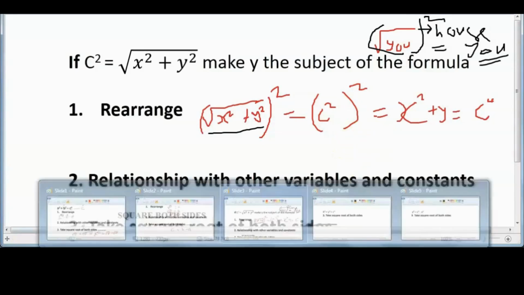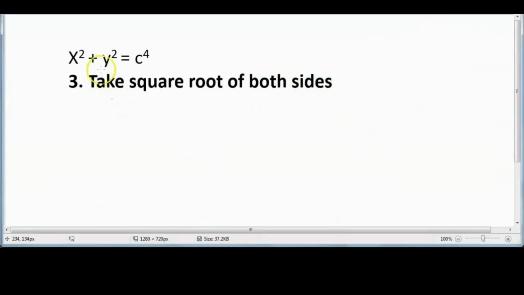Okay, let's move on. We have this now: x squared plus y squared equals c to the power of 4. The square root has been eliminated. But y squared is still not alone. There's x squared to contend with. So we have to apply rule 3 again, the second part of rule 3. The first part of rule 3 was removing the square root bracket. The second part of the rule now is the removal of the x squared.